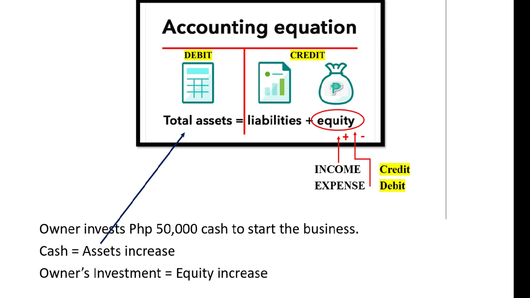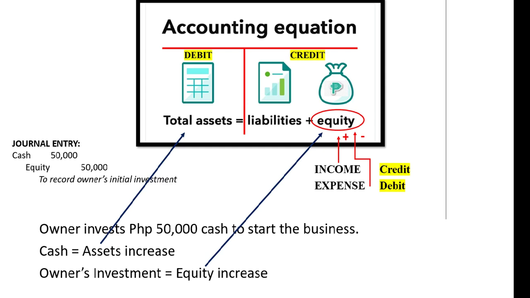If assets increase, what is needed? Is it a debit or a credit? It's a debit. Equity is on the other side. So equity increases. What increases equity? Credit. So that's a debit to an asset and a credit to an equity. Therefore, our journal entry is to debit cash 50,000 and credit equity for 50,000 as well. And then the last line should have a very short explanation of what this journal entry is all about. So I just placed here: to record owner's initial investment.